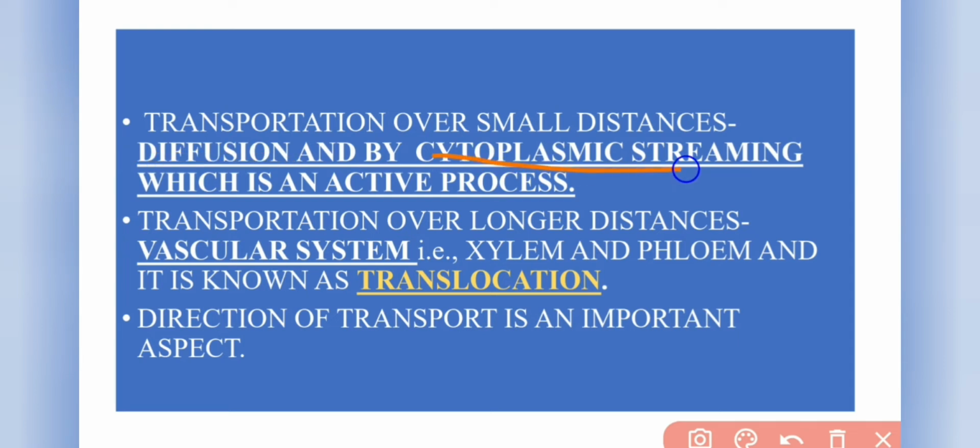In cytoplasmic streaming, the cytoplasm in the cell speeds up the transportation of substances to surround all the organelles in the cell, and it is an active process.